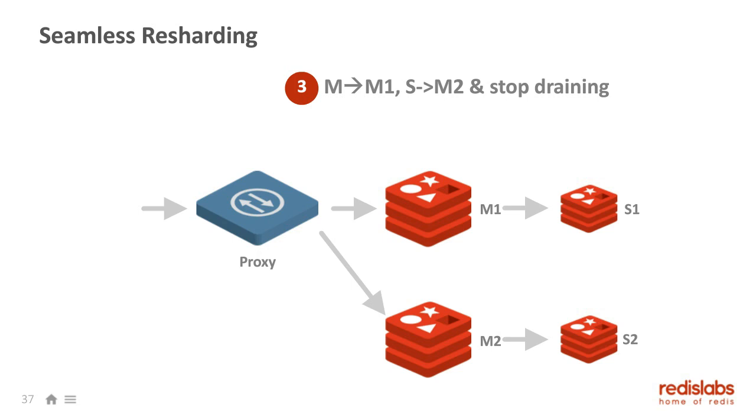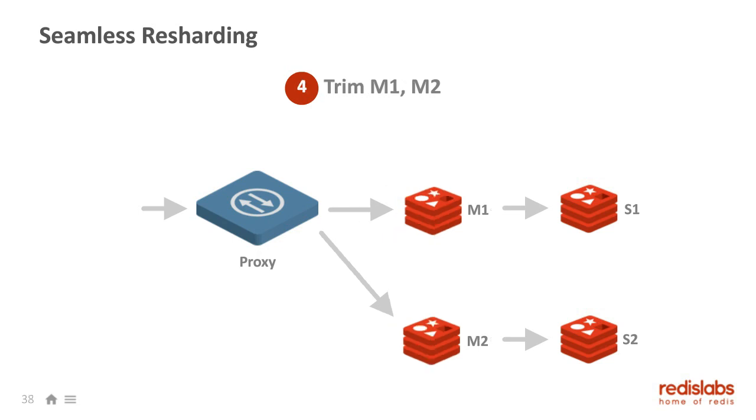And the last thing that we do is we trim those 2 instances because they no longer need to serve 50% of that data. And the entire process happens, depending on how much size you have in your database, within a couple of seconds. But your client-side application will not find any downtime, and it will only see a couple of milliseconds extra latency to a subset of operations.